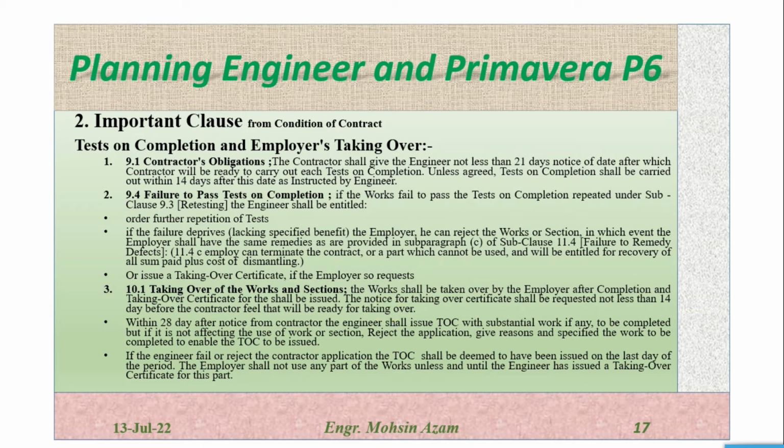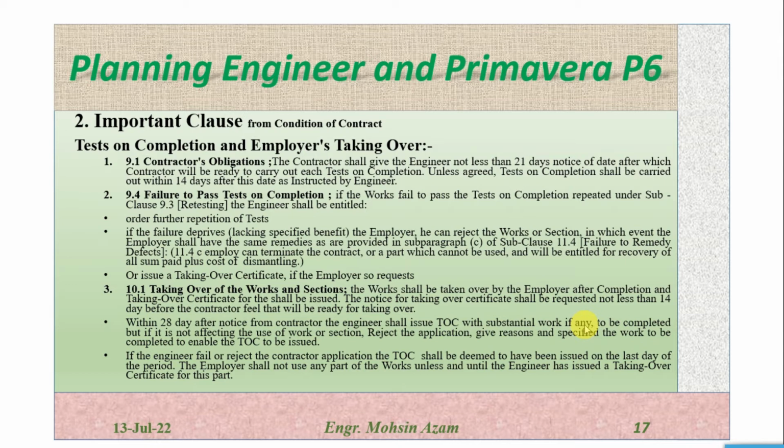Here it's written that once the contractor feels that the scope of the project is completed, he has to request the taking over certificate, but the notice should not be less than 14 days prior to the completion of the work. The next one is, within 28 days after the notice from the contractor, the engineer shall issue the TOC with substantial work if any.